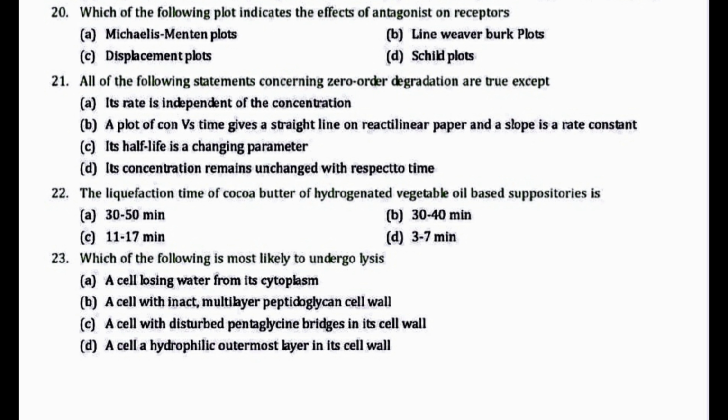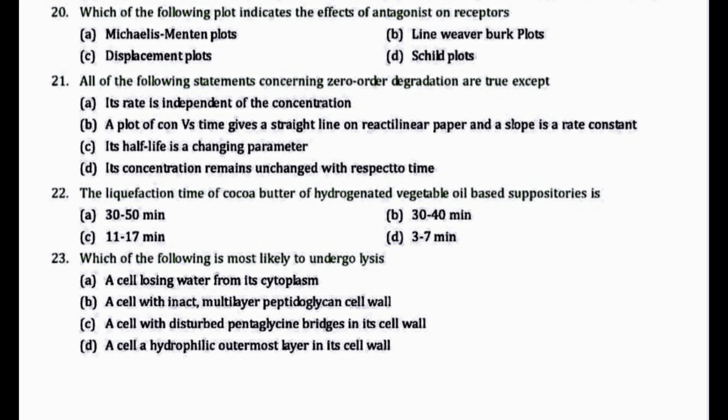Next, question number 23. Which of the following is most likely to undergo lysis? Option A, a cell losing water from its cytoplasm. B, a cell with intact multi-layer peptidoglycan cell wall. C, a cell with disturbed pentaglycine bridges in its cell wall. D, a cell with hydrophilic outermost layer in its cell wall. What is the correct answer for this question? Option D is the correct answer.